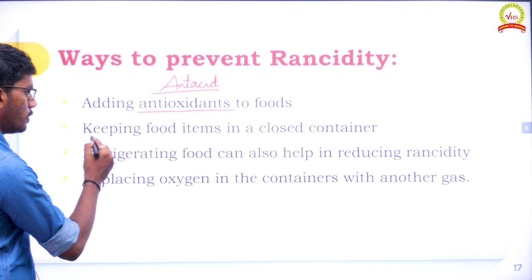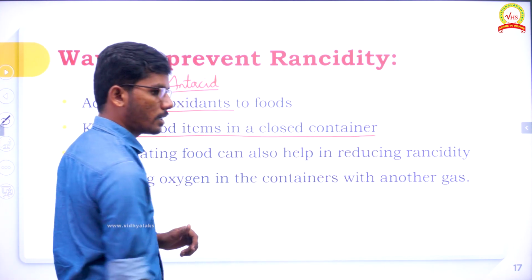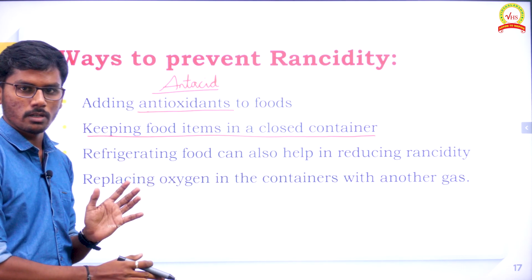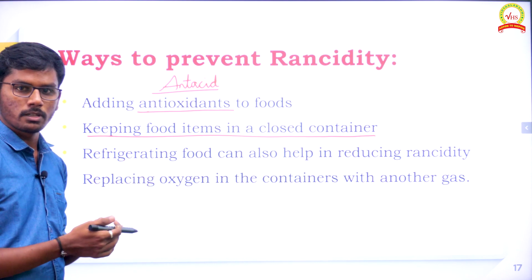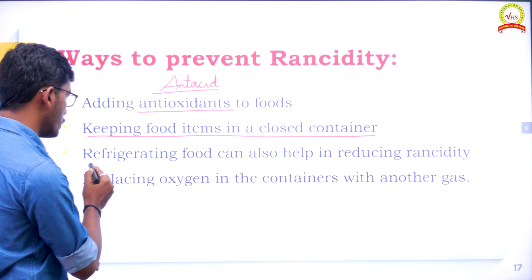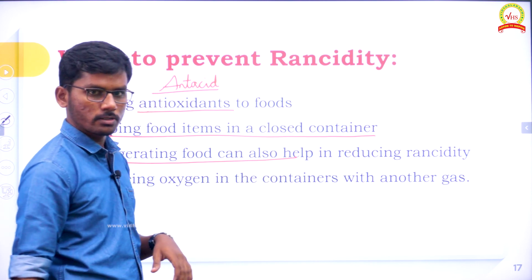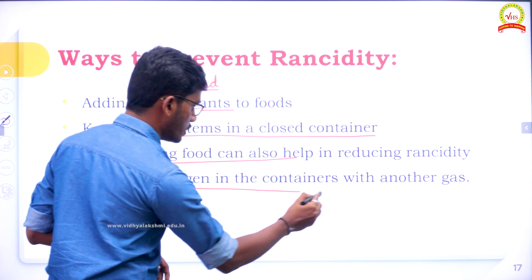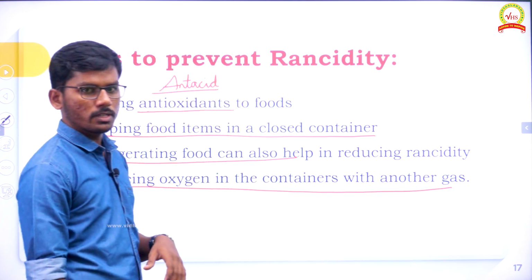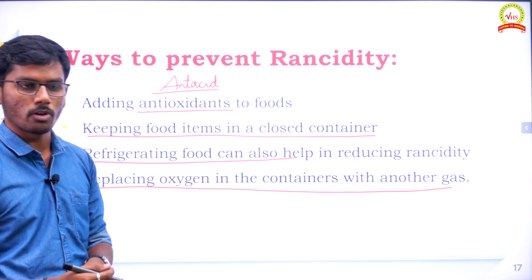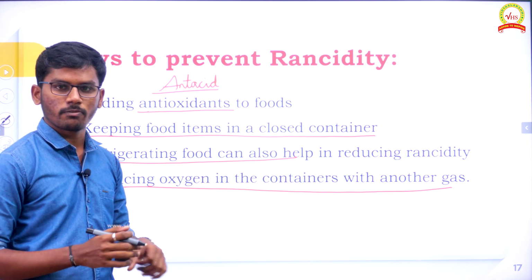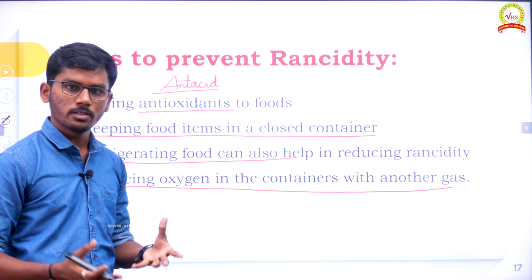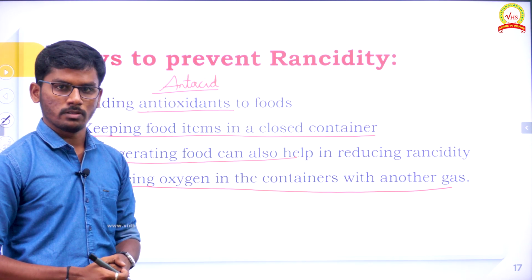Then another method is keeping food items in a closed container, closed boxes, so that it will not allow oxygen to enter the container, and so we can prevent it from being oxidized. Another method is refrigerating the food, which also helps in reducing rancidity. And the last is replacing oxygen in the containers with another gas. You would have seen, in the chips packets and in the soft drinks, there is a kind of gas which is flushed inside. One is, it is used as a preservative, and the other is to prevent it from being oxidized, right?